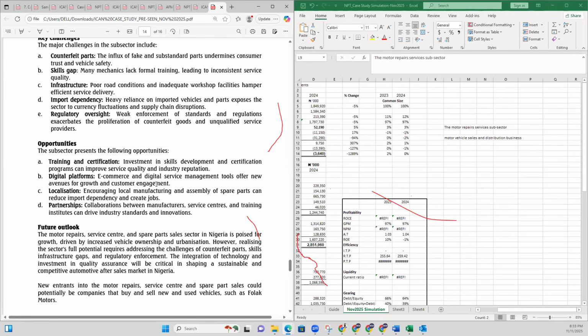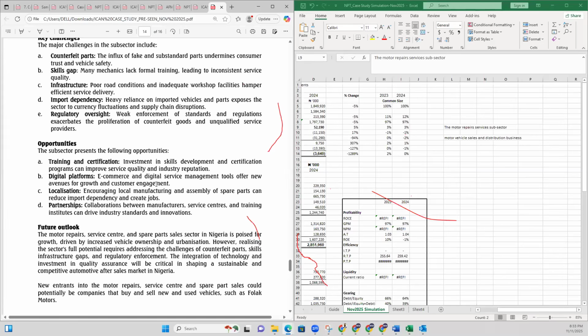Opportunities. The subsector presents the following opportunities: A. Training and certification. Investment in skills development and certification programs can improve service quality and industry reputation. B. Digital platforms. E-commerce and digital service management tools offer new avenues for growth and customers' engagement.